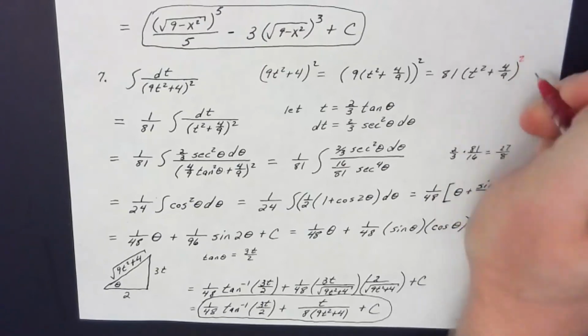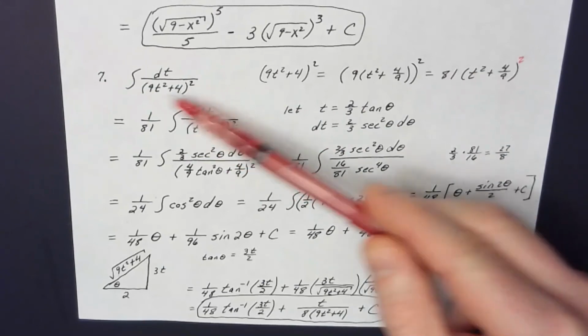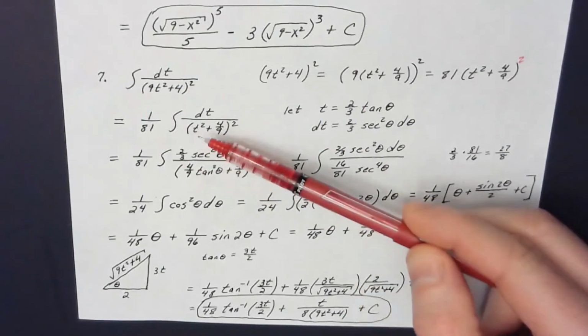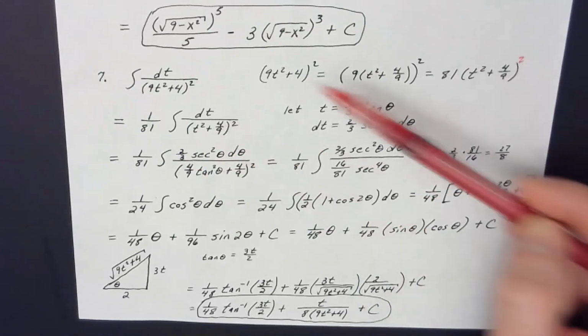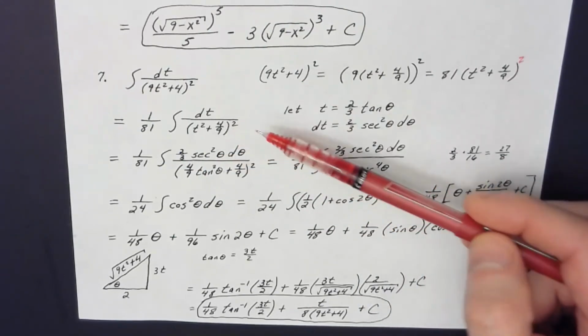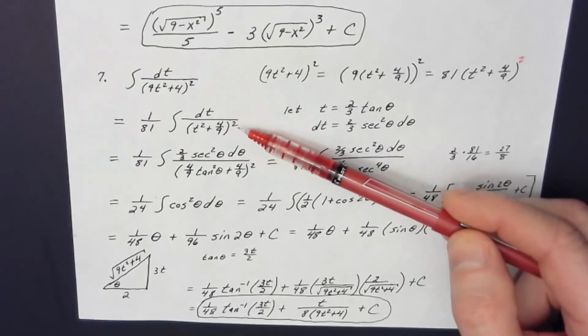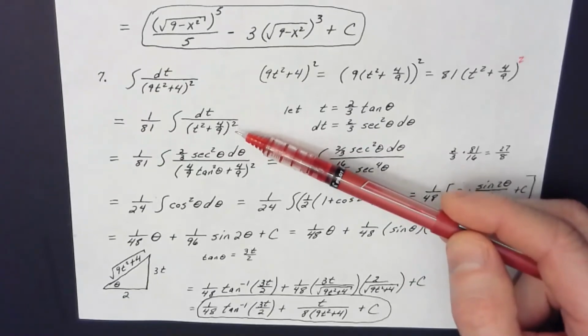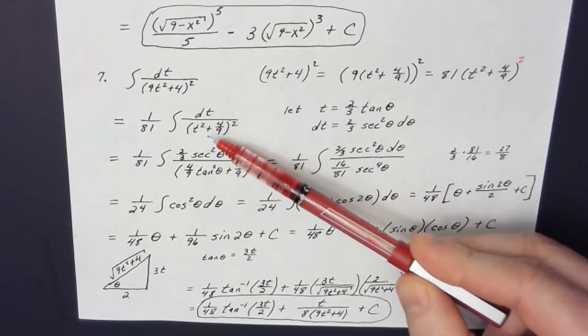Forgot my little square on that group. So now I can say, well, okay, I have the 81 as a factor in the denominator. Notice I went ahead and brought it out front and then said I have the group t squared plus 4/9 to the second. That's where I got all of that from. And this was a necessary step because in your trig substitution, remember, it needs to be x squared plus a squared, or in this case, t squared plus a squared.